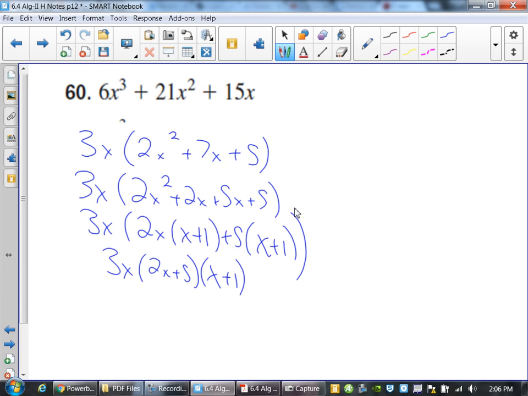So this one has zeros at 0, -5/2, and -1. If I asked you to graph this using your tails, what direction would this be going? Down, up. Very good. It's going to go down, up.